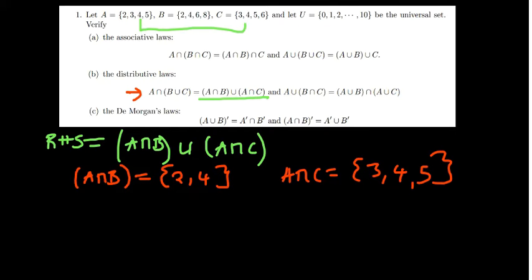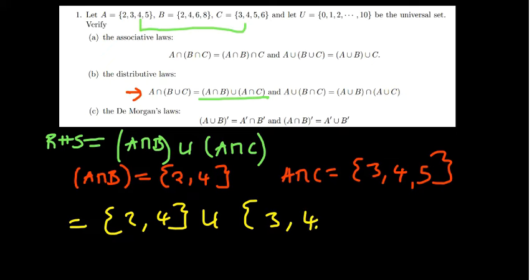On the next step, we can go back with our right hand side. We need A intersection B, which is 2 comma 4, and then we need a union, and then A intersection C, which is 3 4 5. So if you combine these, you have 2 3 4 5.